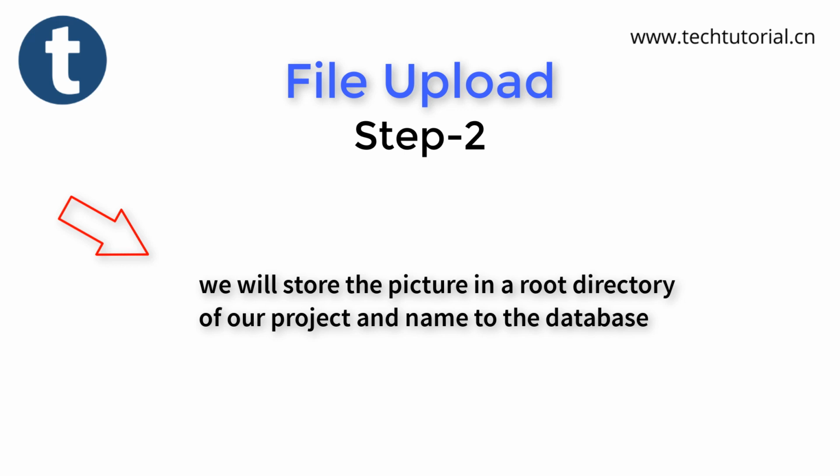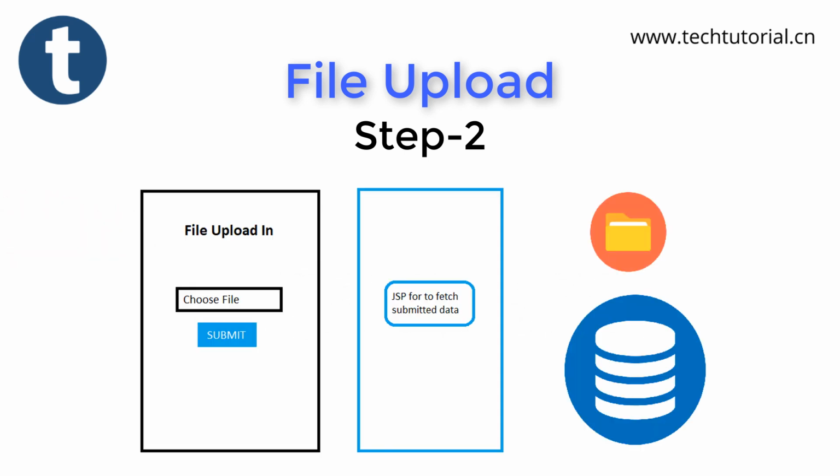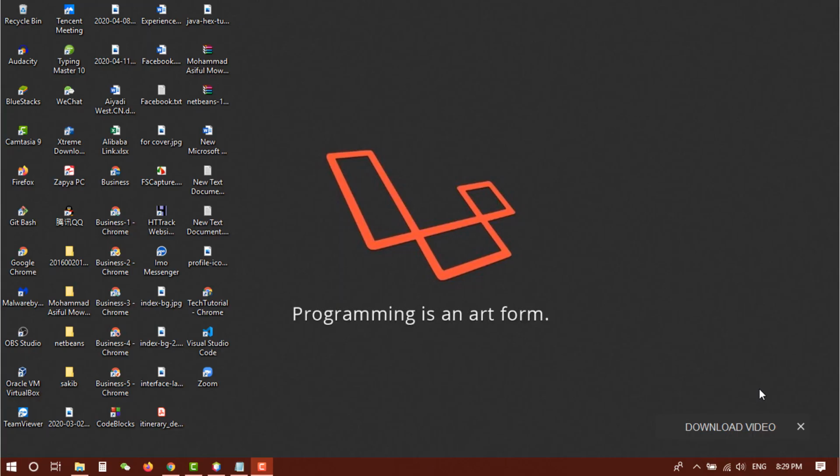I figure you don't understand. Let me show you through the chart. Assume this is our JSP page. Here I have one file input field and one submit button. Additionally, one servlet, and this is our database. When we submit a file, in the servlet we will get the file data and store the file name in the database and the file in our specified folder.